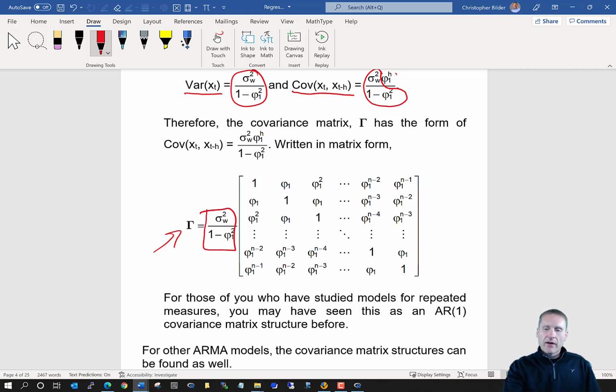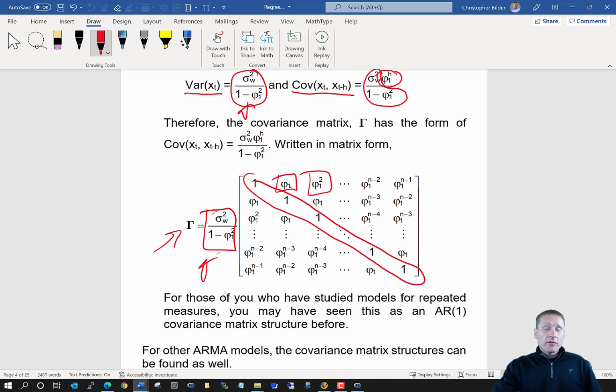And then if I have a covariance, meaning that I would have an off-diagonal element of this matrix, I have phi1 raised to the h power. So for example, this is the covariance between x1 and x2. So now I would have a phi1 there times the rest. Here is the covariance for x1 and x3. So now I have phi1 squared, and so on. The diagonal elements are all 1 because notice what that variance is. It's what we already have out in front.